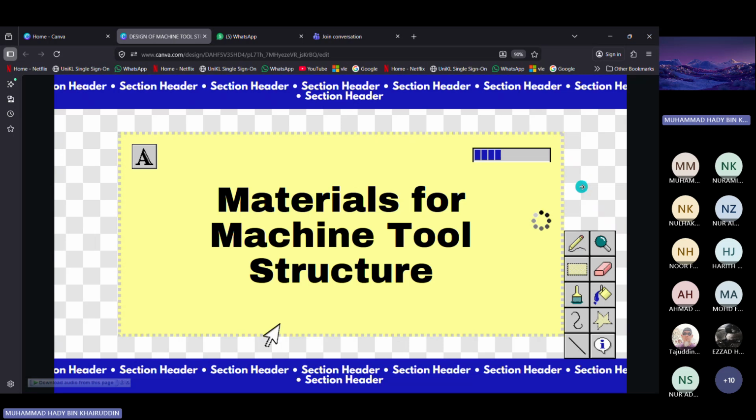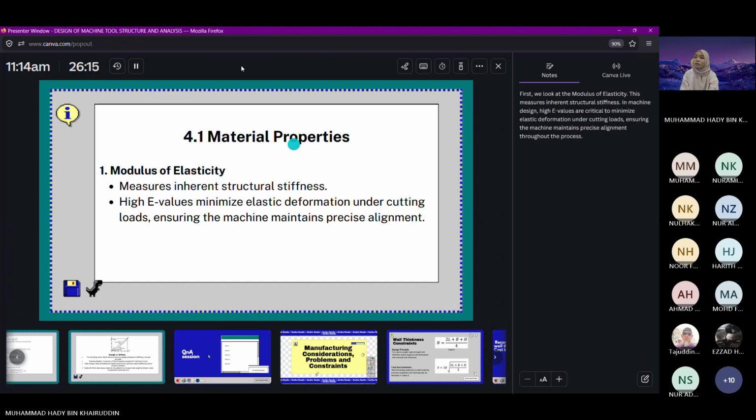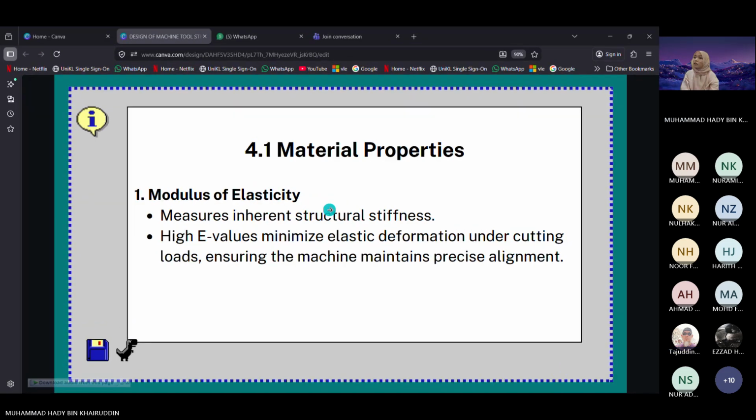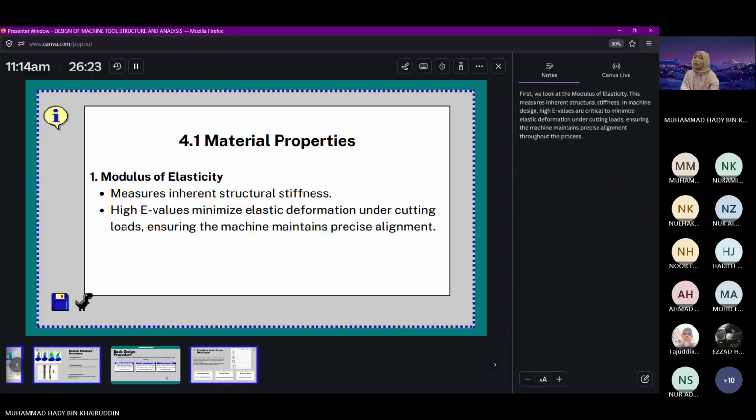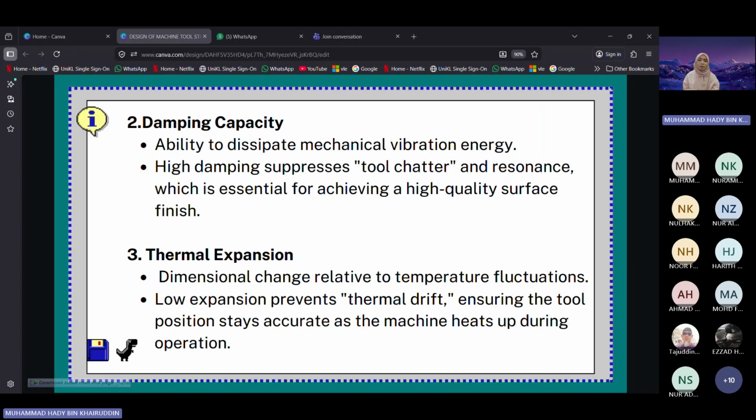Material for machine tool structure. First, modulus of elasticity. This measures inherent structure stiffness. High elasticity values are critical to minimize elastic deformation under cutting loads, ensuring the machine maintains precise alignment throughout the process. Next is damping capacity. This is the material's ability to dissipate vibration energy. High damping is essential because it suppresses tool chatter and resonance, which directly determines the quality of the surface finish.